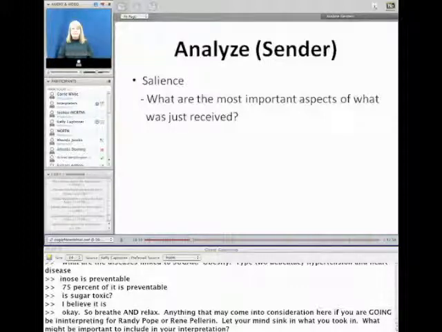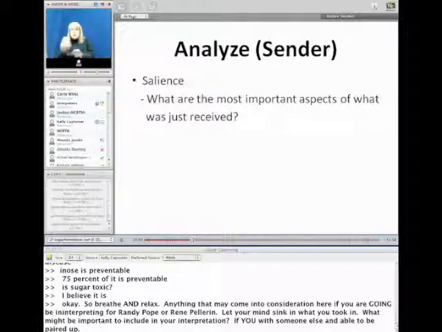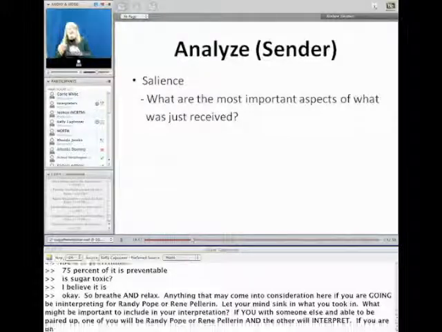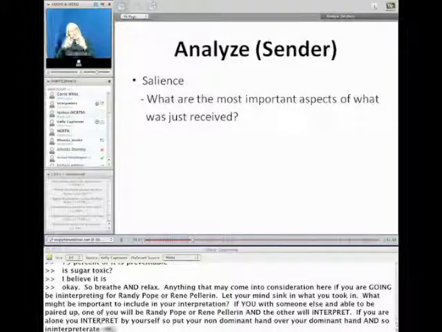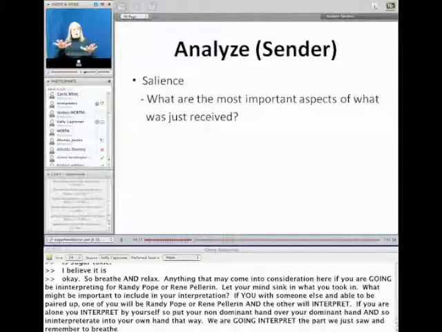Okay, now if you're with somebody else and you're able to be paired up, one of you will be Randy or Renee and the other one will interpret. Now if you're alone, you get to tactile interpret with yourself, which means put your non-dominant hand over your dominant hand. And so interpret into your own hand that way. Okay, we're going to interpret the part we just saw. And remember to breathe before we start. And here we go.